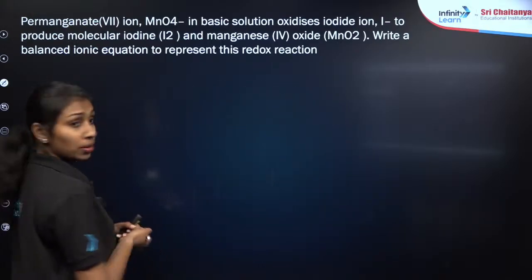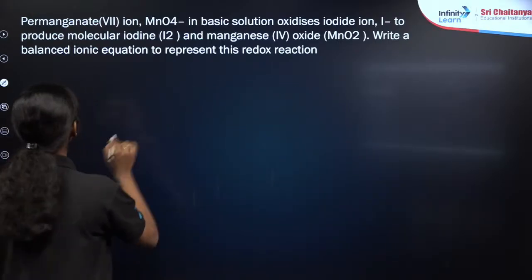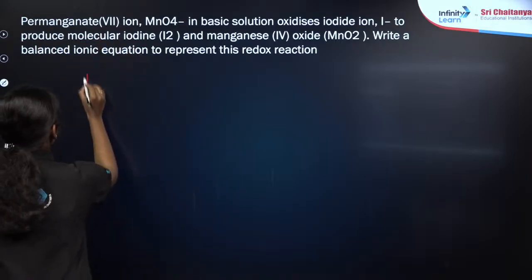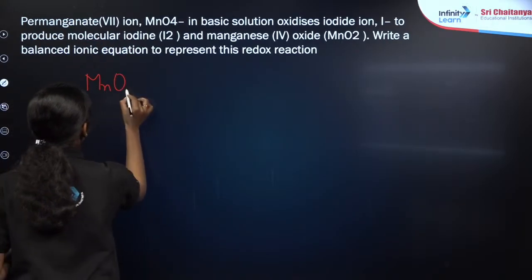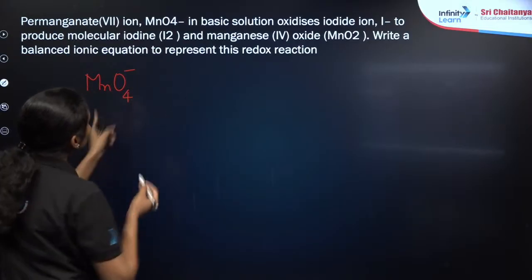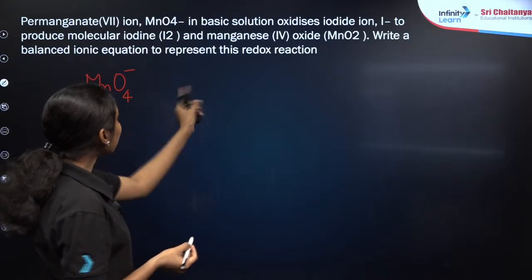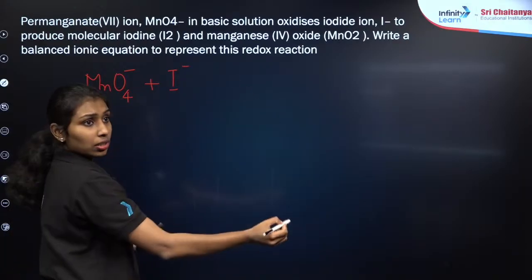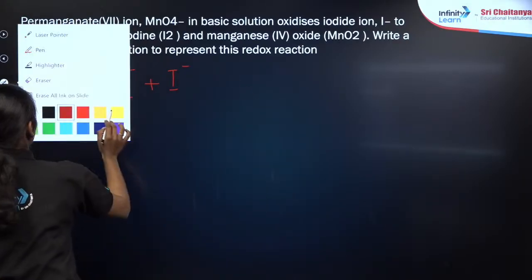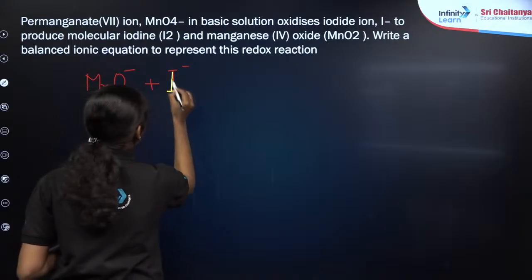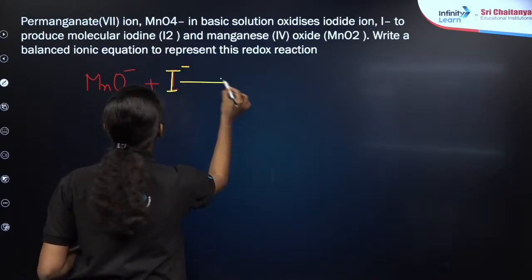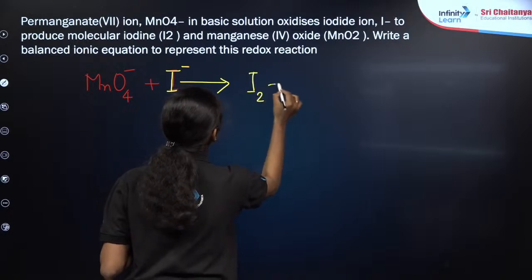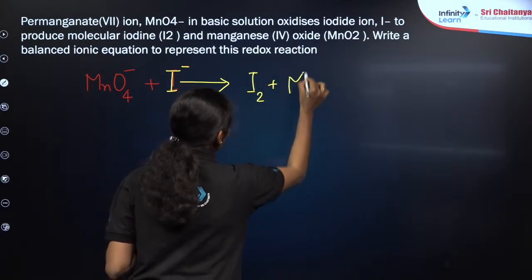Okay, what is the reaction here? It is permanganate ion, right? So I am writing here MnO4 minus in basic solution oxidizes iodide ion. Iodide ion means I minus, already given in the question. Iodide ion gives molecular iodine, that is I2, plus manganese dioxide, which is given here, MnO2.